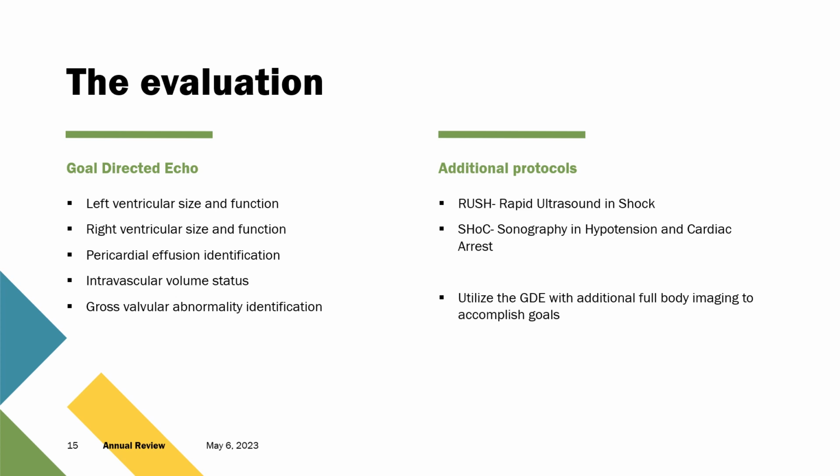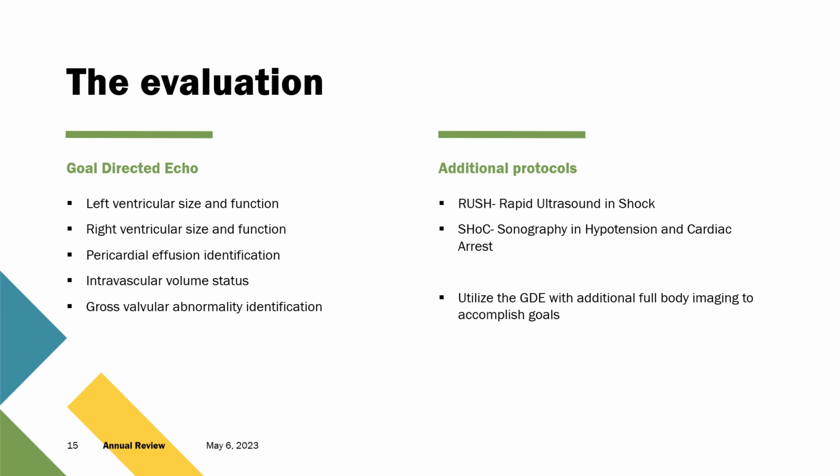You also want to look at gross valvular abnormalities. And so this is something that can be accomplished really through your parasternal views as well as your apical views, but is somewhat limited in the subxiphoid views. So again, your goal-directed echo, if you can do the whole thing, that's fantastic. So that's going to give you the best results. If you feel like time is of the essence and you have to choose one or two, make sure you're choosing the image that's going to provide you with the most high yield information.